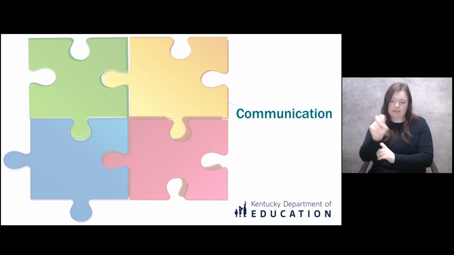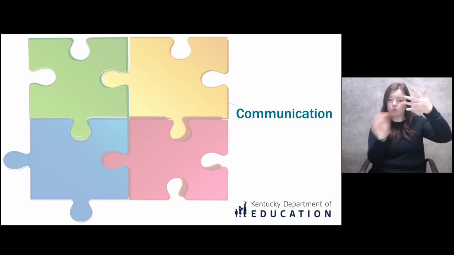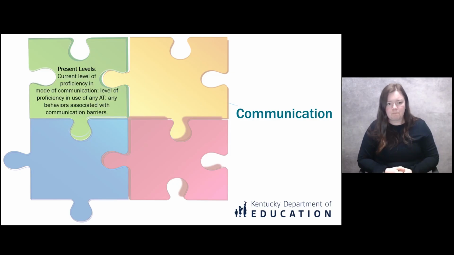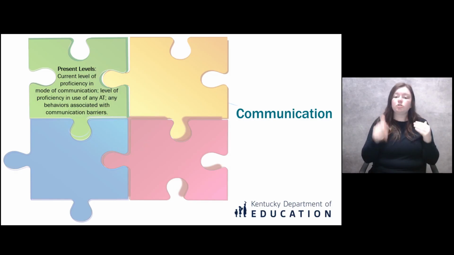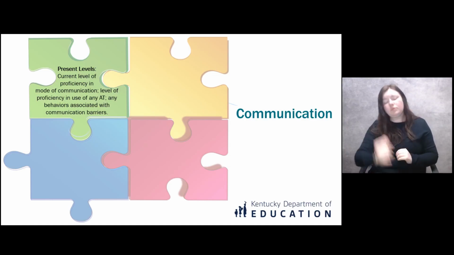Now, let's look at a few pieces of the IEP that the ARC would make connections to. Again, this is not a complete list of all the connections that will need to be made, but only a few examples. The present level should include current data regarding the student's current level of proficiency in communication and the student's preferred mode or modes of communication.